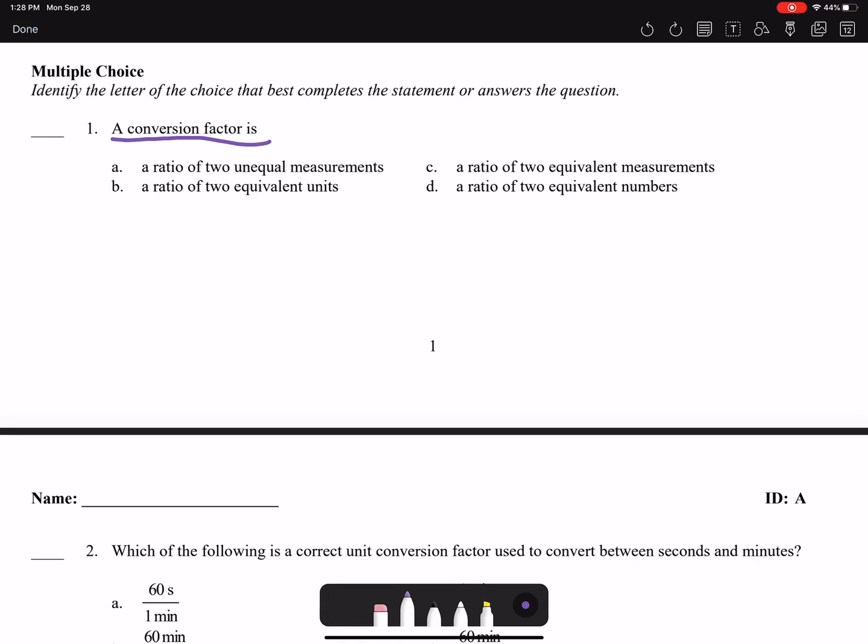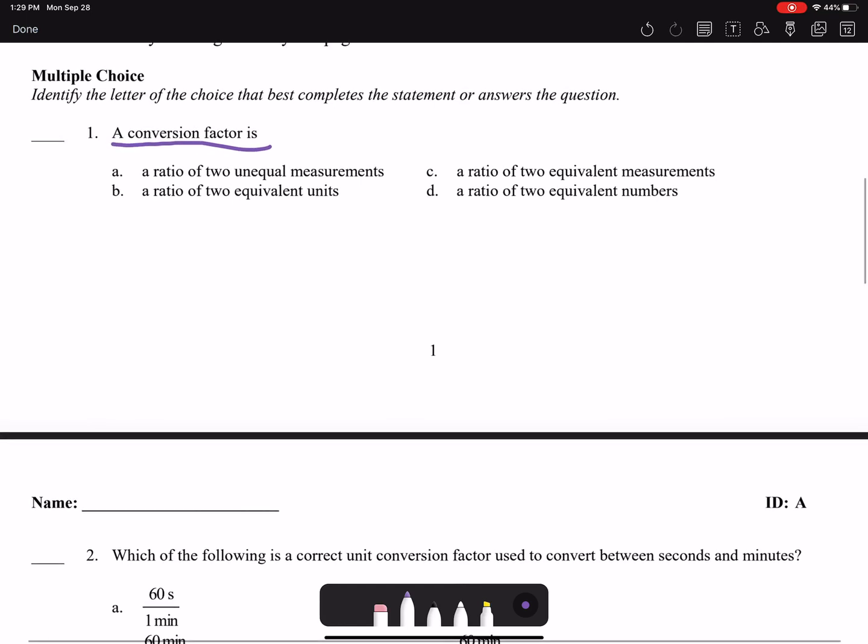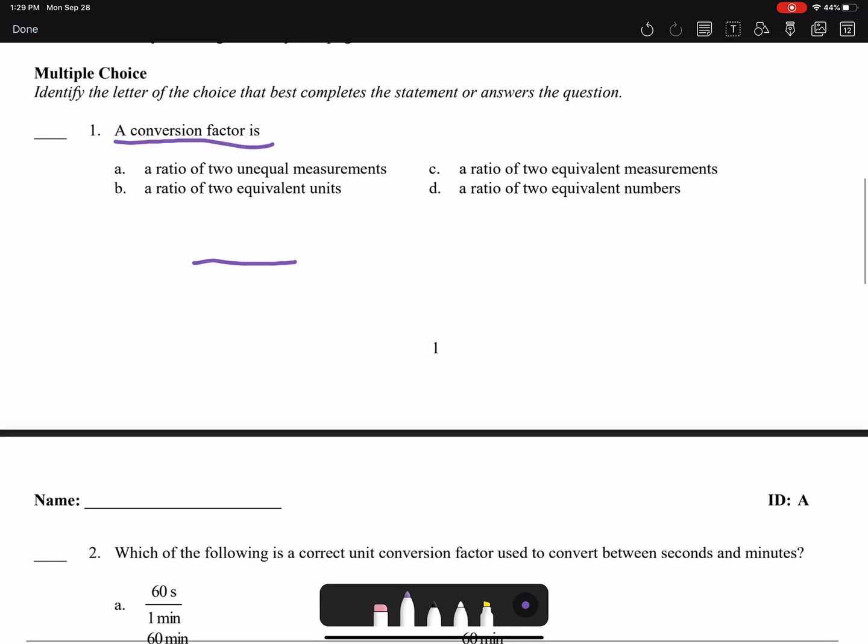Now, a conversion factor is equivalent to 1, okay? And that means we have to have a ratio that's the same on the top and the same on the bottom. An example might be 3 feet for 1 yard. Well, this measurement, 3 feet, is equivalent to this measurement, 1 yard. And so that's a conversion factor, and so this is basically a ratio of two equivalent measurements. So the answer is C.